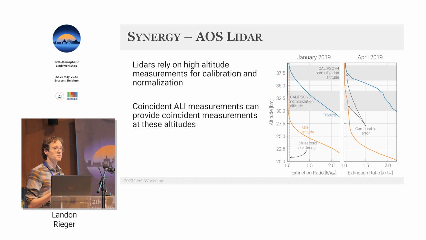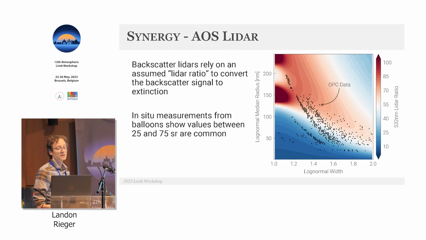So if you can characterize the aerosol at those high altitudes, you can do a better job of the LiDAR normalization and a better job of the LiDAR measurements in general. So that's one potential synergy with the AOS LiDARs. And then additionally with the backscatter LiDAR, you have to assume a ratio between the backscatter and the extinction coefficient. Typically something like 50 is assumed, but the variability in that can be fairly high.